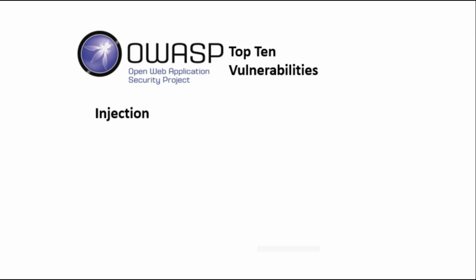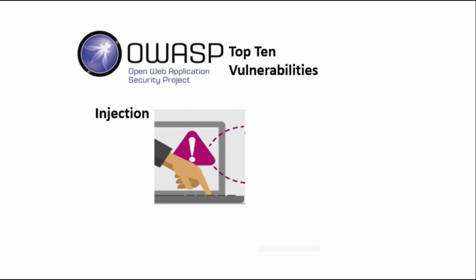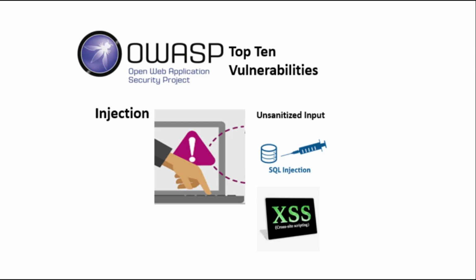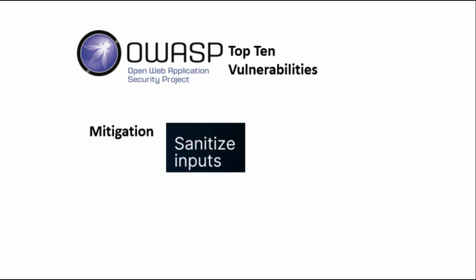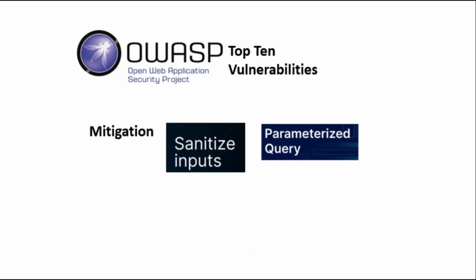3. Injection. This is malicious code execution through unsanitized input. Some examples are SQL injection or XSS attacks, that lead to data theft or full system compromise. The mitigation measure is to sanitize inputs, use parameterized queries, and deploy WAFs.